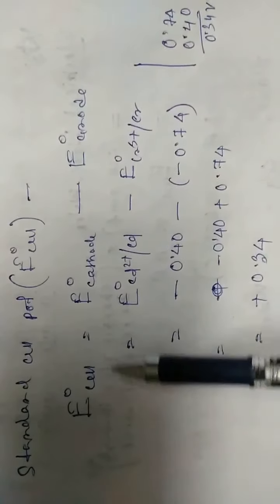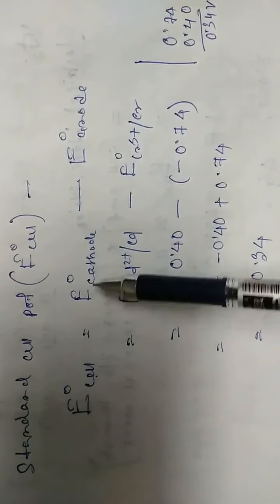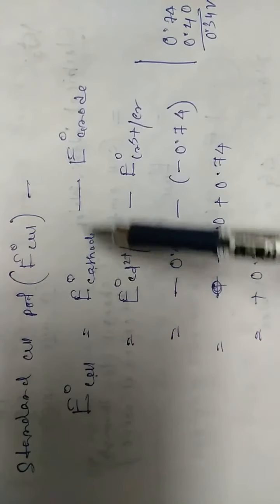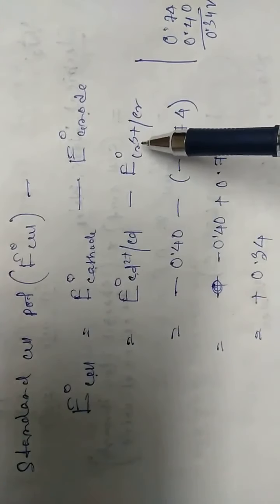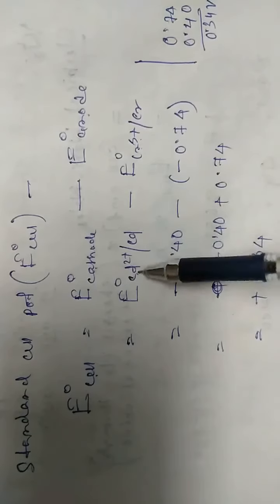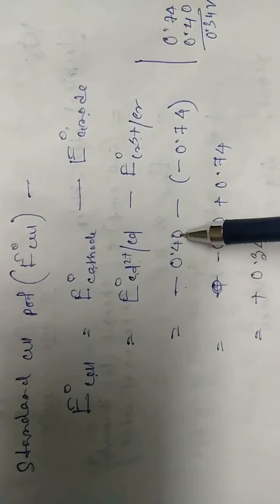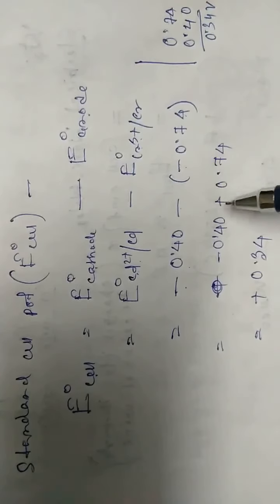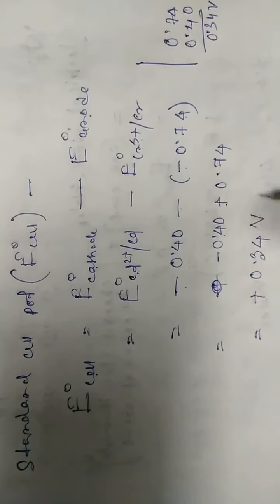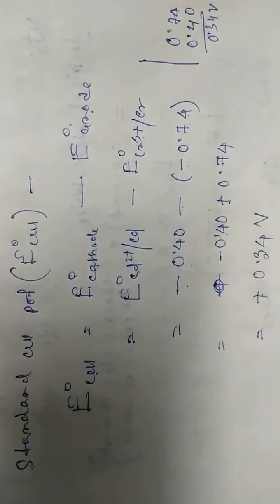So let us calculate now. First of all, we have to calculate the standard cell potential. E naught cell equals standard reduction potential of cathode minus standard reduction potential of anode. The cadmium electrode is the cathode and the chromium electrode is the anode. The standard reduction potentials of both electrodes are given: minus 0.40 and minus 0.74. Minus minus becomes plus, so this equals plus 0.34 volt. So plus 0.34 volt is the standard cell potential for this electrochemical cell.